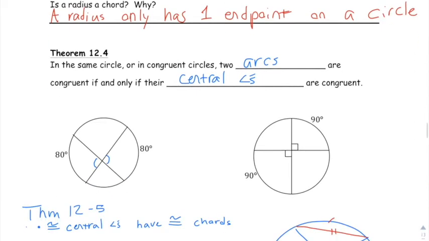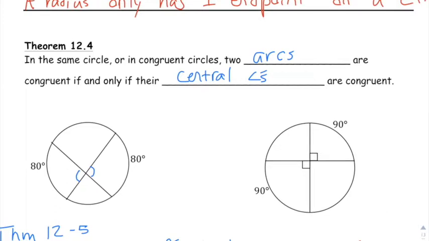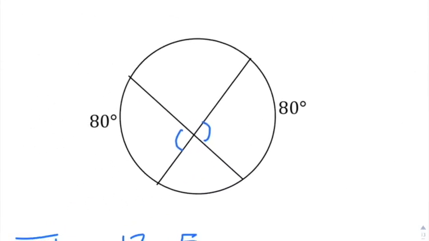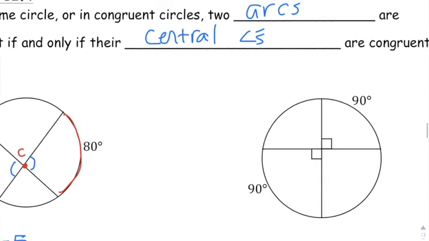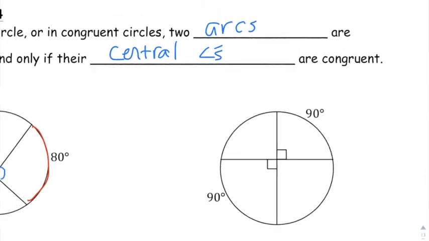Okay. Theorem 12.4, this is out of the textbook. In the same circle or in congruent circles, two arcs are congruent if and only if their central angles are congruent. So here's kind of a picture of that, and actually the central angle is supposed to be in the center. This one's a little bit off here. But you can go ahead and assume that that is the center right here. I'll put a C for that. If those arcs are congruent, then the angles are congruent. And then also, if the angles are congruent, then the arcs are congruent.